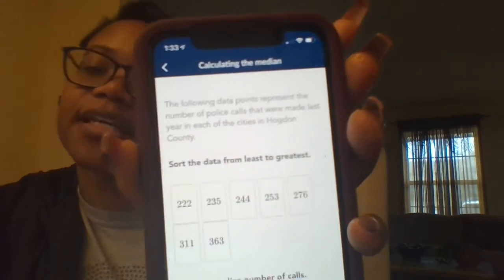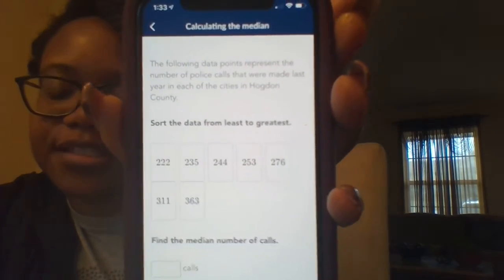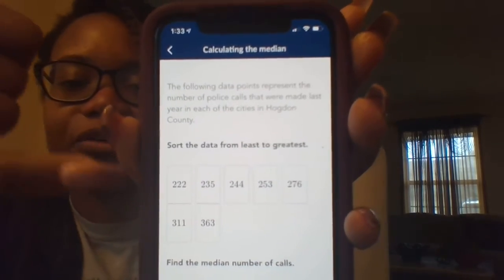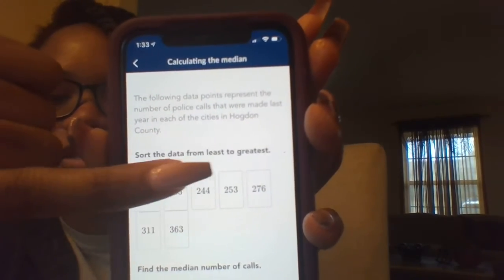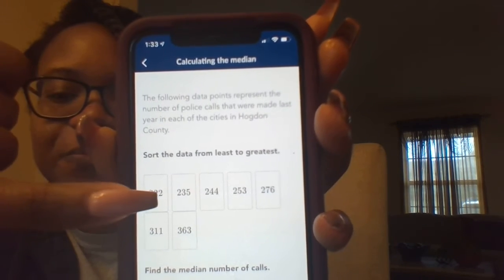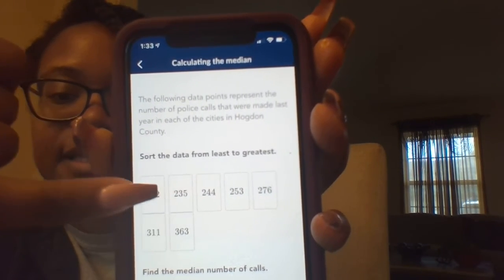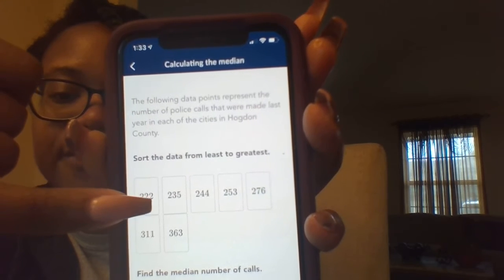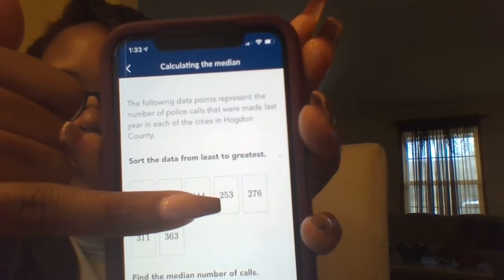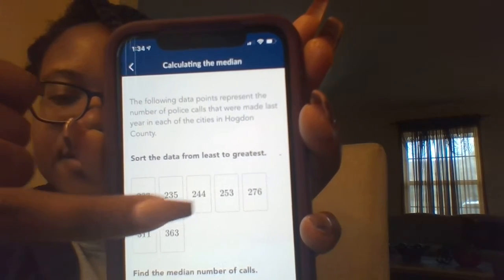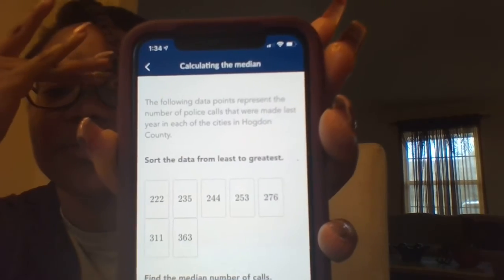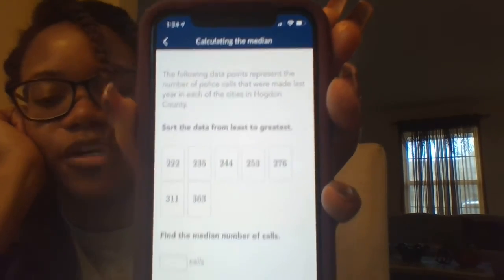This problem is, again, pretty similar. The only key difference is the numbers are a little bit bigger now, so we now have 3-digit numbers. Be careful that you're organizing them by the hundreds place first. So I have all my 200s together, my 300s together, and then by the tens place and the ones if necessary. So we have 222, 235, 244, 253, 276, 311, 363. So again, we just had to order them from least to greatest.